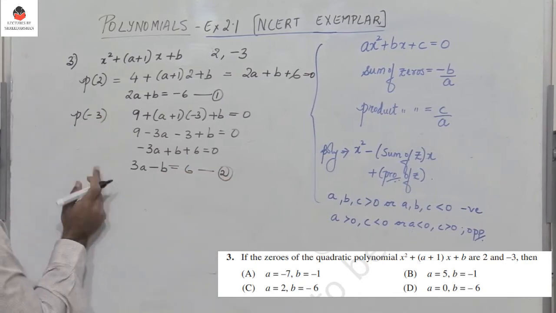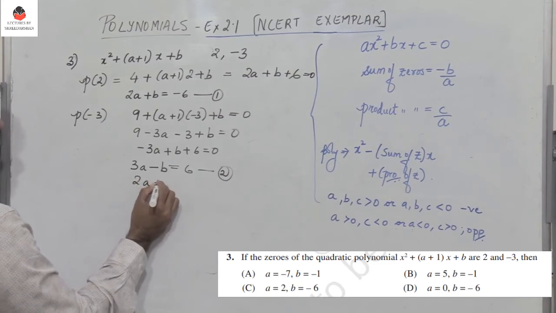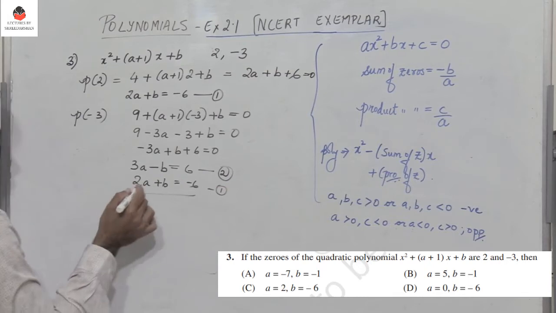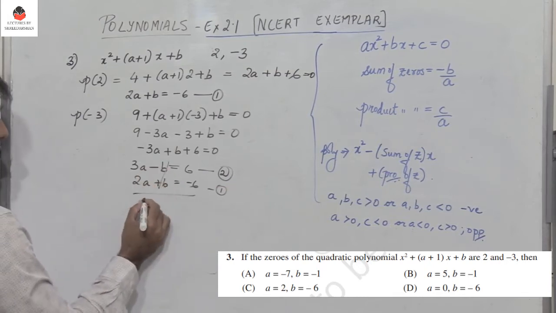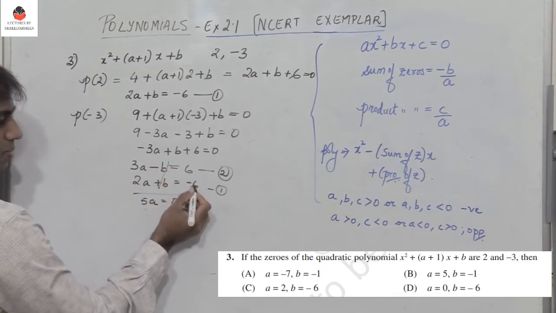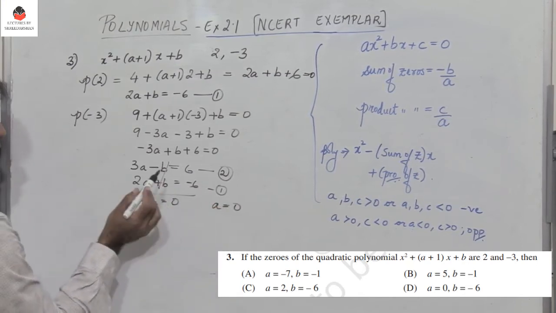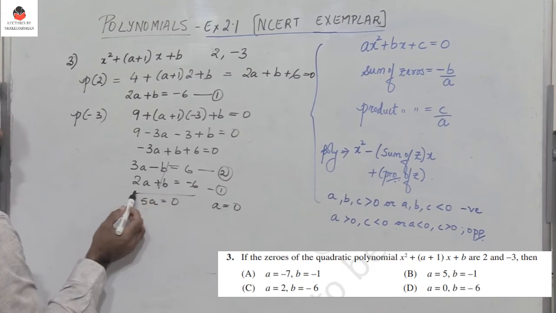Now let me consider equation 1 and 2 and let me add them. So if I add equation 1 and 2, B gets cancelled. So we get 5A equals 0. 6 minus 6 is 0. So A is 0. Now substitute the value of A in any one of the equations.